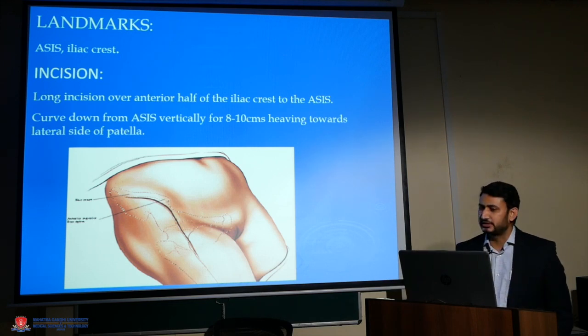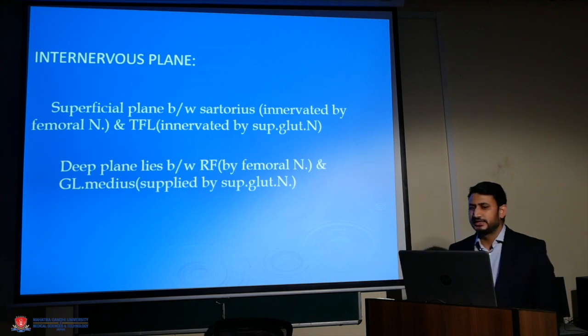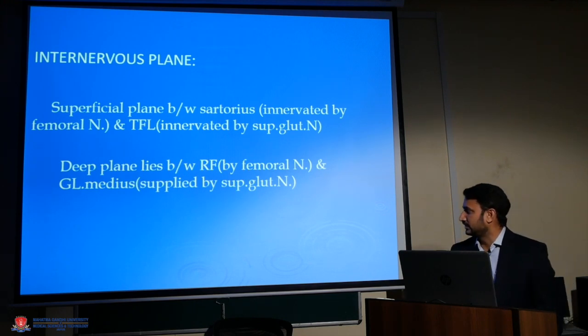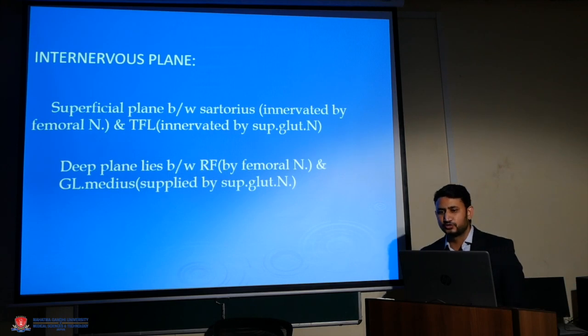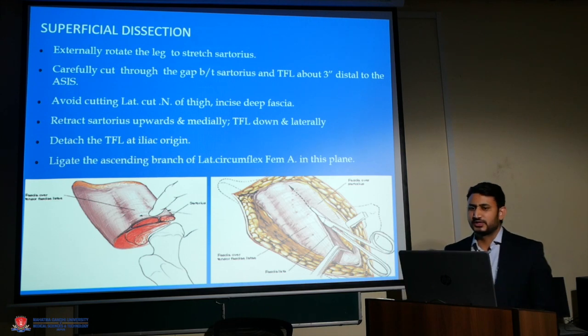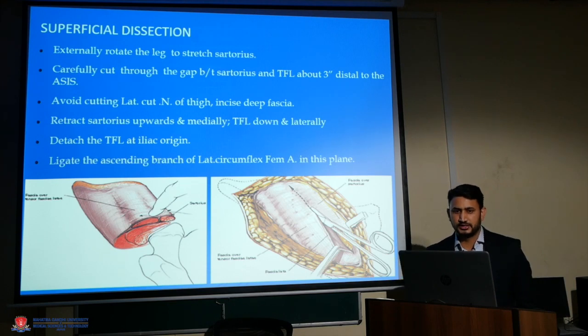Sartorius is innervated by femoral nerve, and tensor fasciae latae is innervated by superior gluteal nerve. Deep plane lies between rectus femoris and gluteus medius. Rectus femoris is supplied by femoral nerve, and gluteus medius is supplied by superior gluteal nerve. So for superficial dissection, first we externally rotate the leg and stretch the sartorius, and we develop a gap, and carefully cut the deep fascia through the gap between sartorius and tensor fasciae latae.